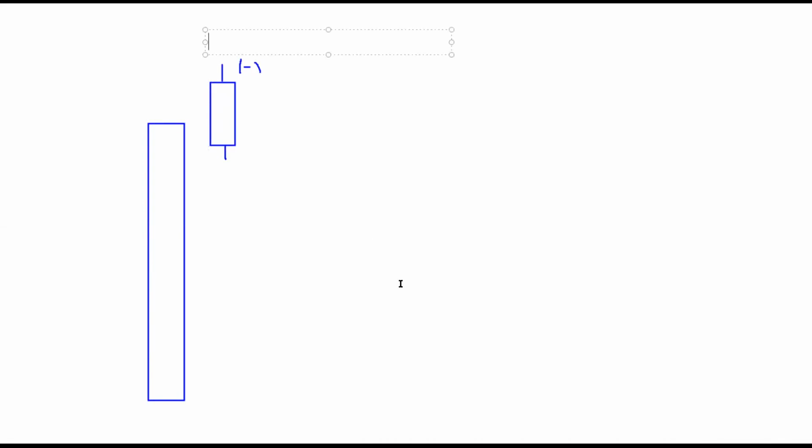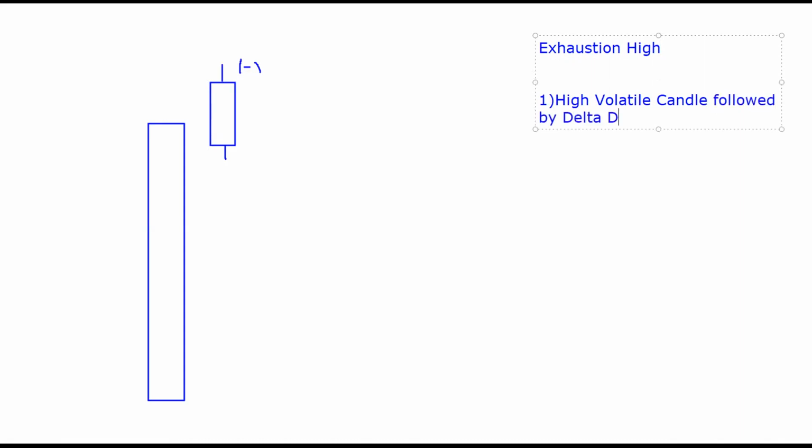So an exhaustion high is characterized by what? One is a high volatile candle with a lot of initiative drive, followed by delta divergence. The example which I showed you is a delta divergence. This is the first example. The second example will be different.